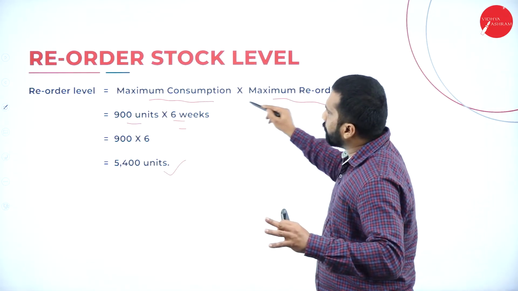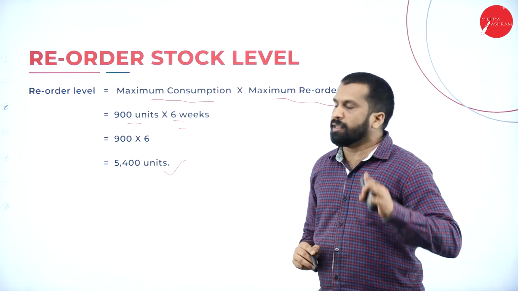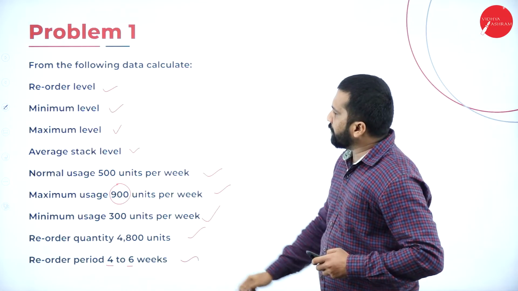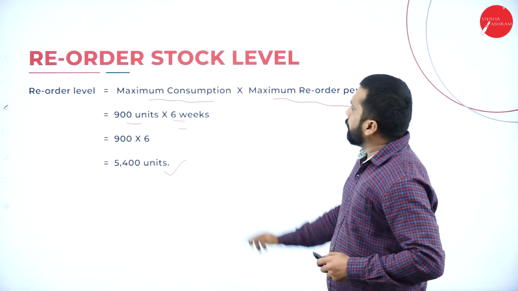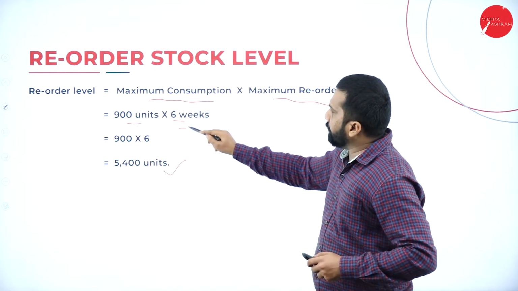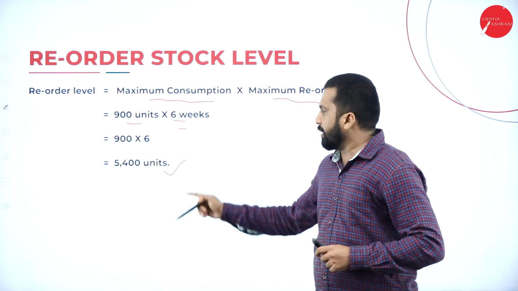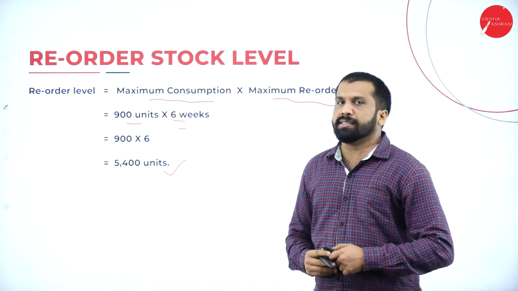You should know the formula to find out reorder level. Maximum consumption will be given in the question itself. Maximum reorder period will be given in the question itself. Multiply and write. That will be your answer.